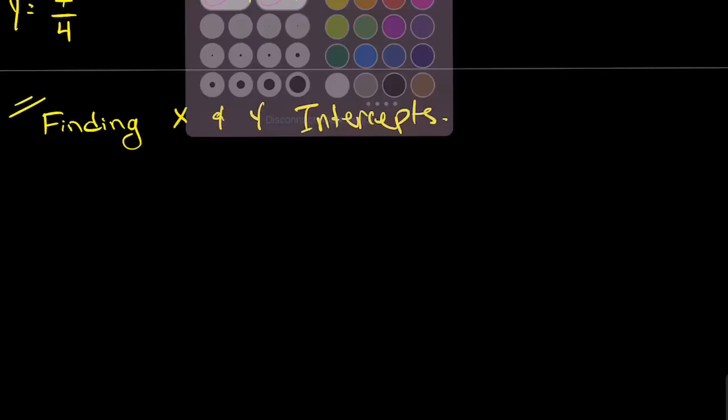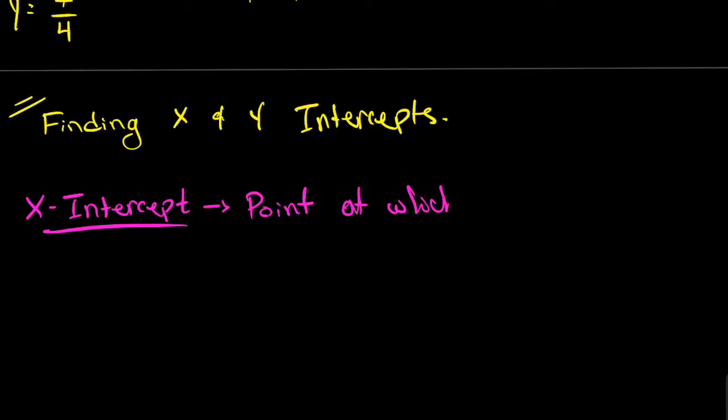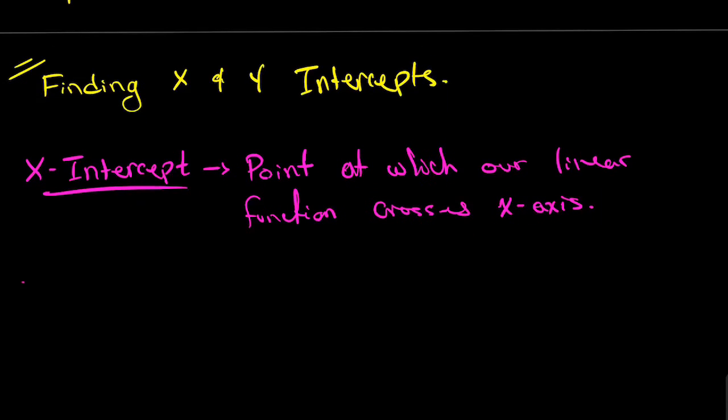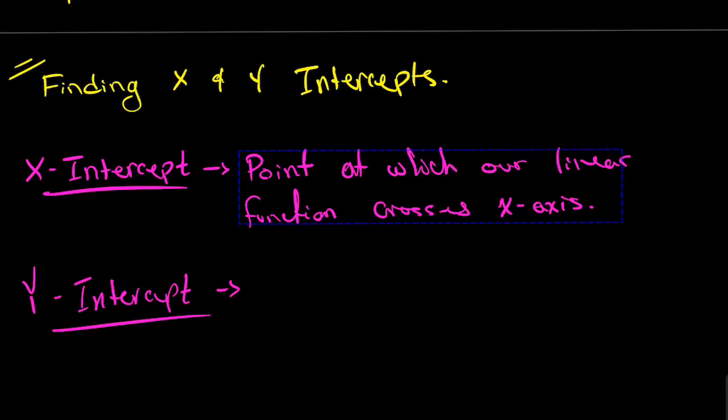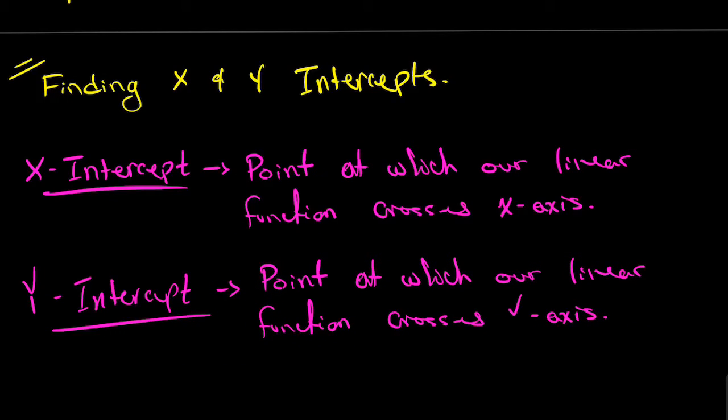Okay. So let's define what these are. So the x-intercept, you might be able to guess what this is. It's the point at which our linear function crosses the x-axis. And y-intercept, well, if you don't know, then I'm sure you know now. I'm going to copy and paste this whole thing because it's going to be the same wording, except instead of the x-axis, we're going to do the y-axis.